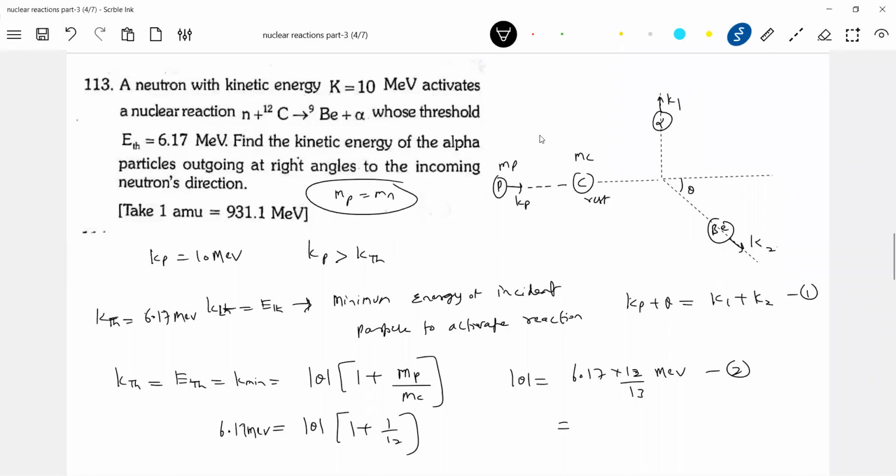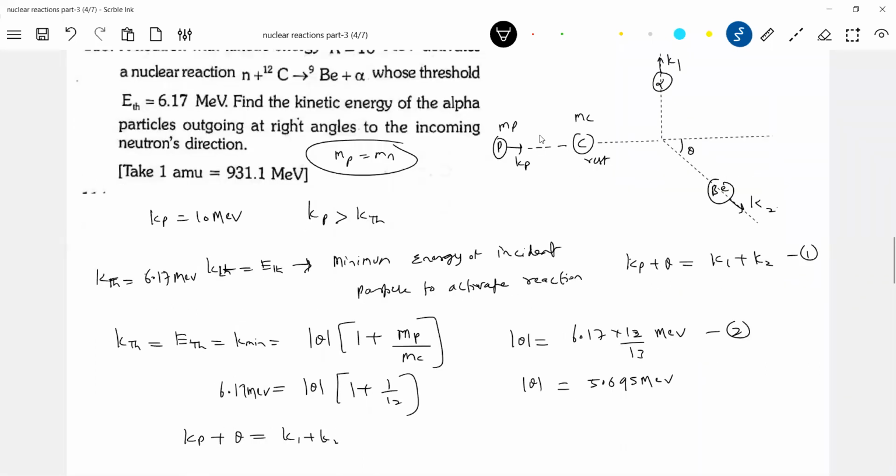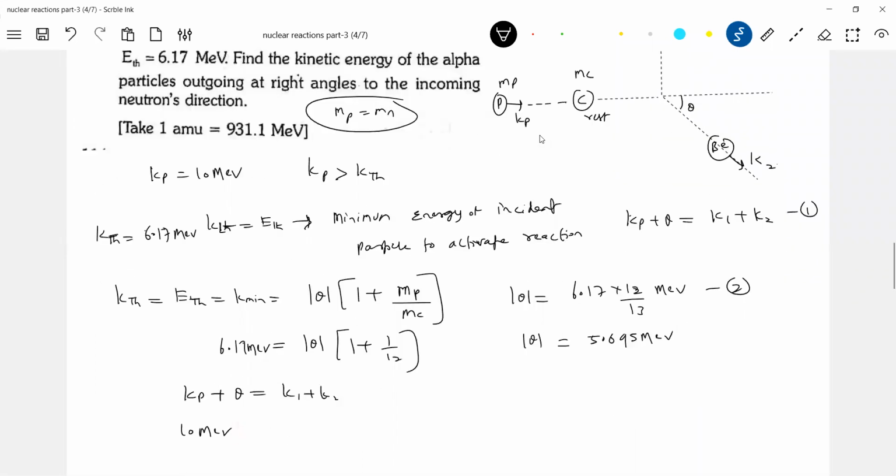Anybody, the value? 5.69, 5.695 megaelectron volt. That's the mod of Q. So what is the equation now? Kp plus Q is equal to K1 plus K2. Here in this equation, Kp is how much given? 10 megaelectron volt. Q is what? Right, minus sign. I think everyone is able to understand, because the condition is given such that Q is negative. In fact, the question itself says Q is negative.